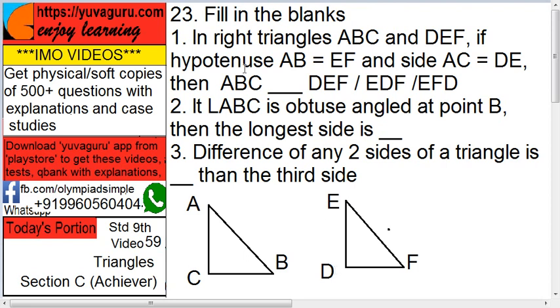So ABC, it will be EFD. EFD is the right answer.